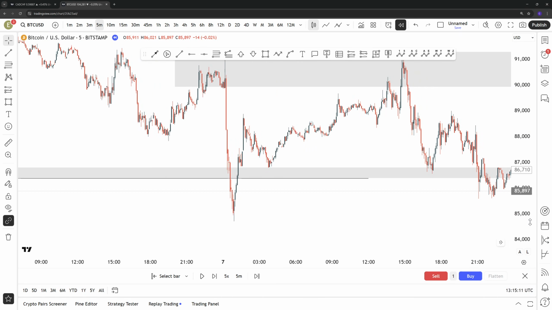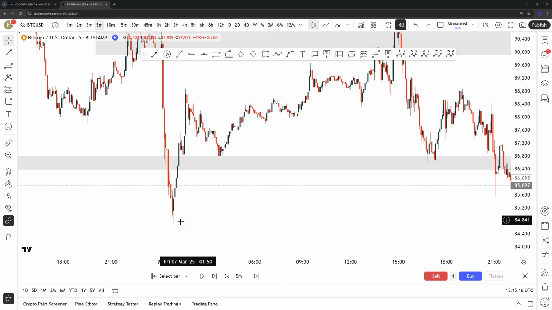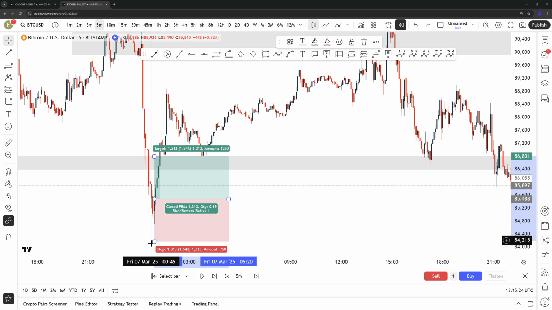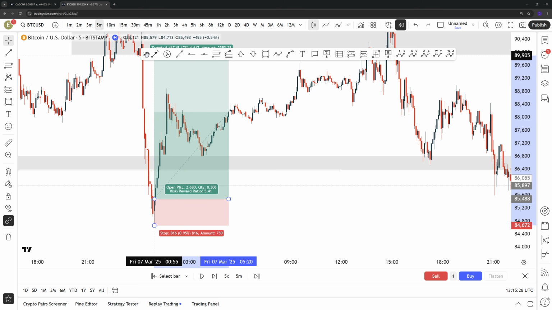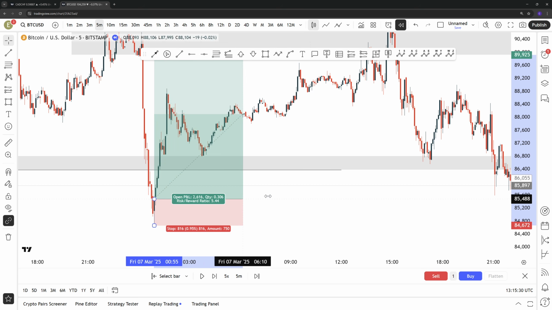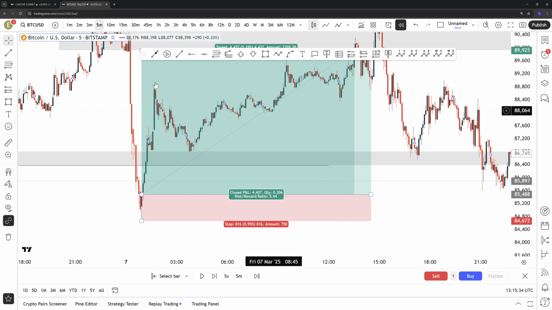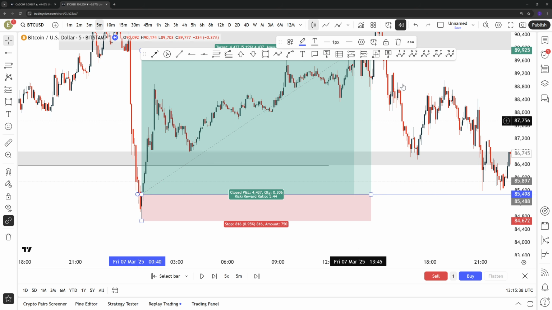You can clearly see that price was very, very aggressive to the downside until we have this rejection here. This is where you should enter the market long, and then you put your stop loss below. You can target the fair value gap around this area. And when you move on to the higher time frame, again, this will be your entry.